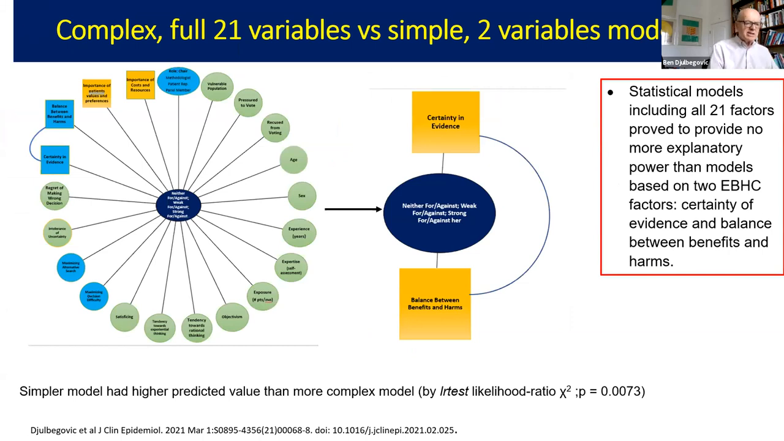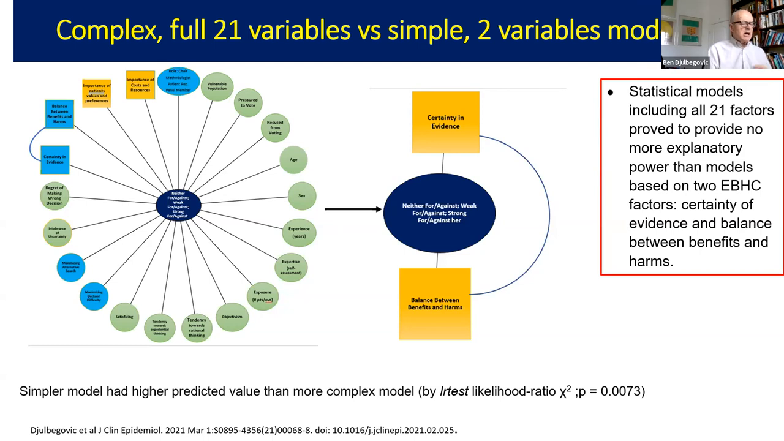That's what we're trying to really test, whether this reasoning, whether this model is correct. As I mentioned, there are 21 variables. We put them in a model. And when you put all these variables in the model, invariably some variables will be statistically significant, others will be less so. And then we found about seven variables that are statistically significant.